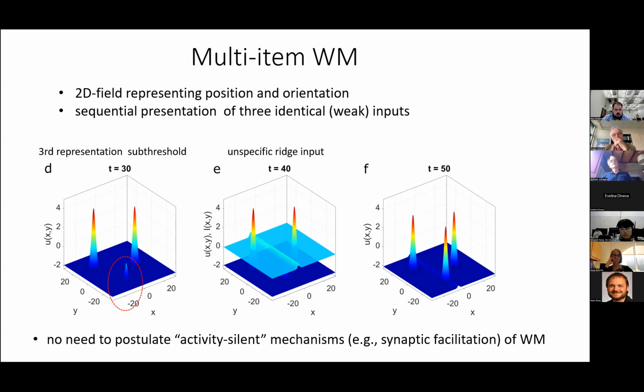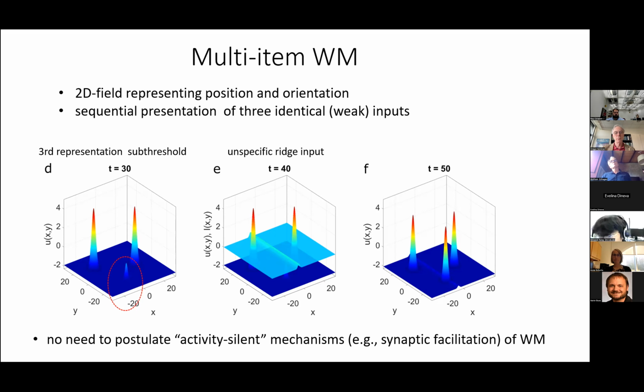But what you see here is that there is still competition. The first two get superthreshold representations, but here in the circle, maybe hard to see, you see a subthreshold representation because of the accumulated inhibition from the existing bumps. This second input, which is identical in strength to the others, does not reach a superthreshold level. But because this is a stable subthreshold solution, you can recover the position information with an unspecific input. Imagine you draw attention to the position where the object was presented.